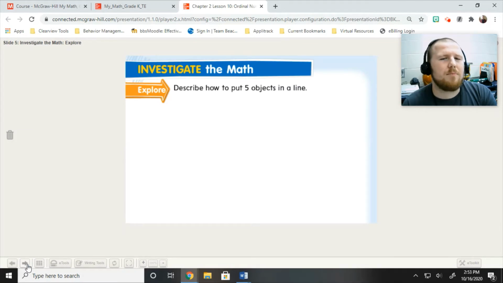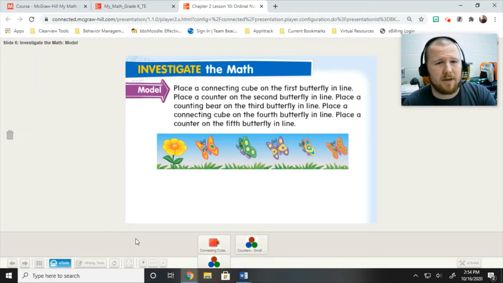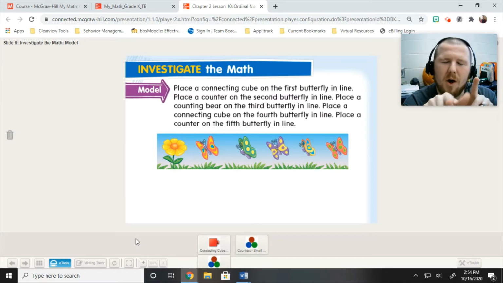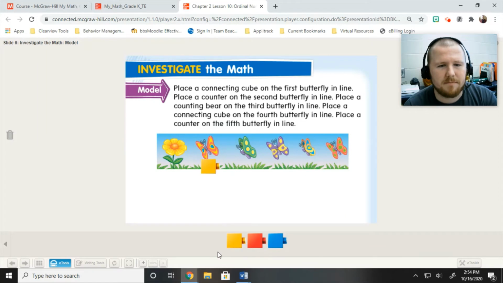It says describe how to put 5 objects in line. Now we're getting into the ordinal business, placing things in order. It says I need to place a cube on the first butterfly. And I know you're wondering, which one's the first one? If you notice, they're all going towards the flower. Kind of like a line going towards a drinking fountain. So we look at where they're going towards, and then we see the front. The first butterfly is in the front, and they want a connecting cube on the first butterfly. So I'm going to put that right there.